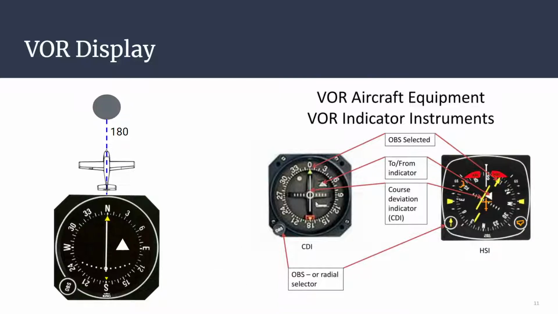So when we're talking about this needle, this is called the CDI, the needle which tells you the deflection from the radial. And in basic aircraft, you'll have the CDI instrument, which just tells you the deviation. However, when you fly slightly nicer airplanes, you'll have something that looks more like this, which is an HSI, a horizontal situation indicator. And this is really nice, right? Because you can set the OBS, but it's overlaid with your direction indicator, which makes it so much easier for situational awareness.